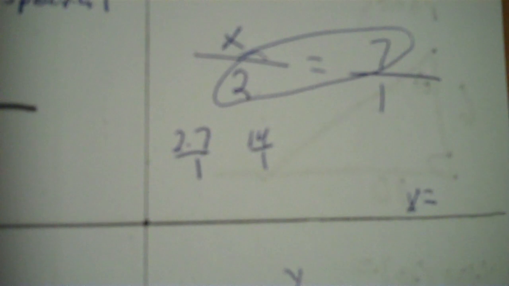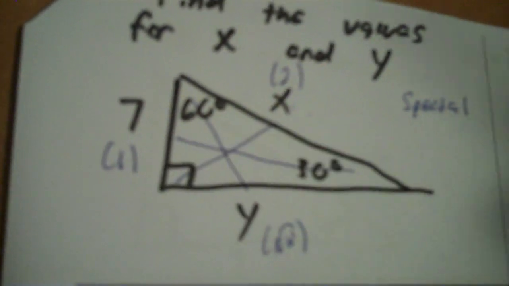Now I'm going to find what x is. So it's 2 times 7 divided by 1. That's easy. It's 14. 14 divided by 1 is 14. So x is 14. And that makes sense, because 2 is twice the amount 1 is, so 14 would be twice the amount 7 is. And that's how that works.